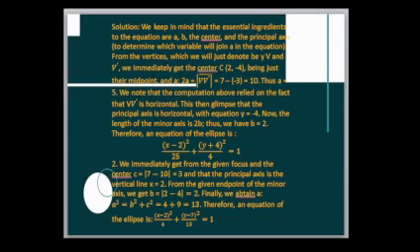Okay, we keep in mind that the essential ingredients to the equation are A, B, the center, and the principal axis. So to determine which variable will join A in the equation, from the vertices, the first vertex and the second vertex, we immediately get the center. So we have our center 2 and negative 4. Why 2 and negative 4?